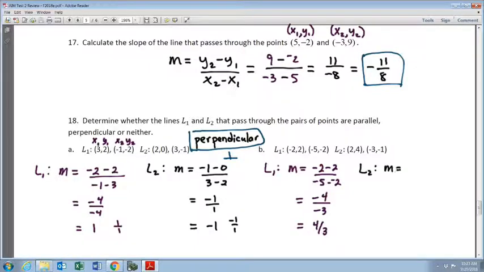For the second line, it's going to be 1 minus 4 over negative 3 minus 2. So negative 1 minus 4 is negative 5. And we're going to get negative 5 in the denominator, so we get 1. And these are certainly not perpendicular or parallel, so we would say neither here.